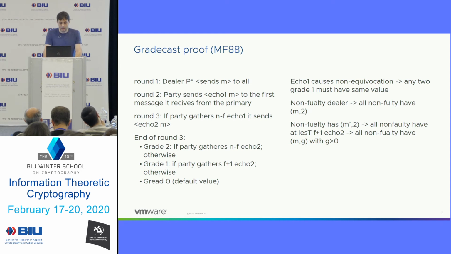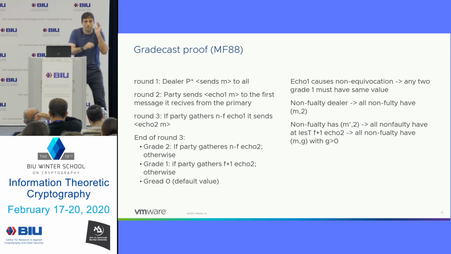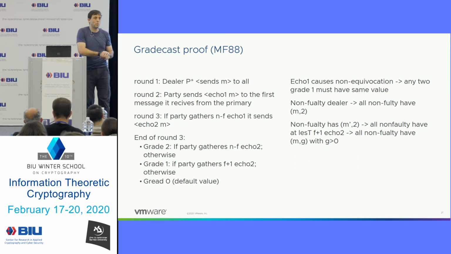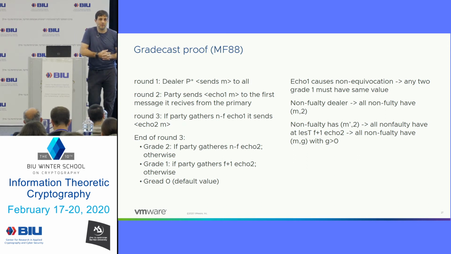So this is gradecast. And basically, every time you have a broadcast protocol, so by the way, what's different between these properties and the broadcast? Why is this weaker? In what sense is gradecast weaker than broadcast? Right, so what is the additional property that broadcast has that gradecast doesn't have?